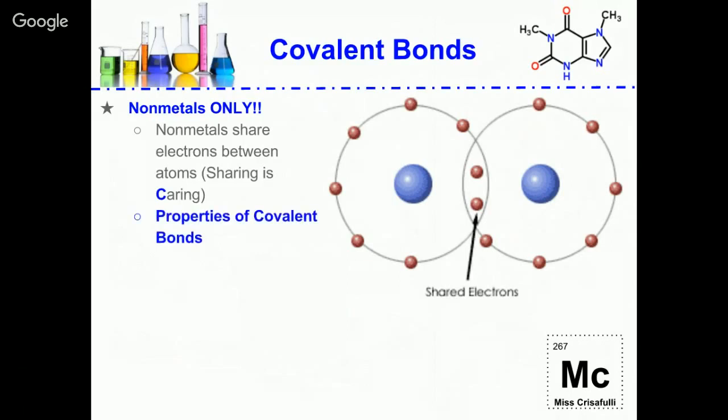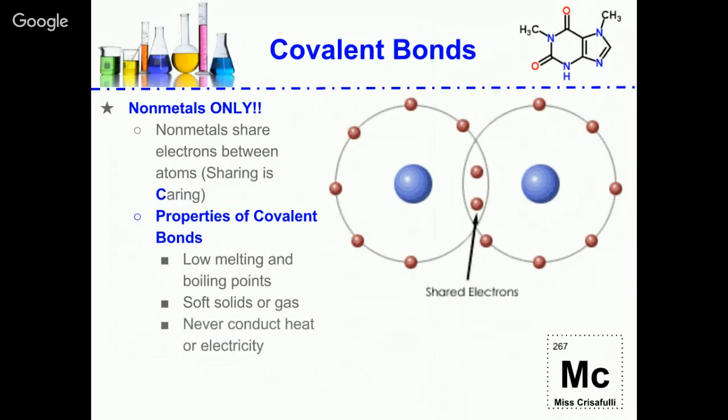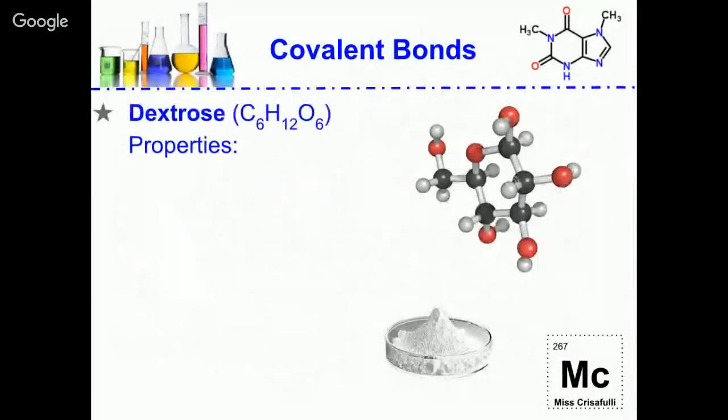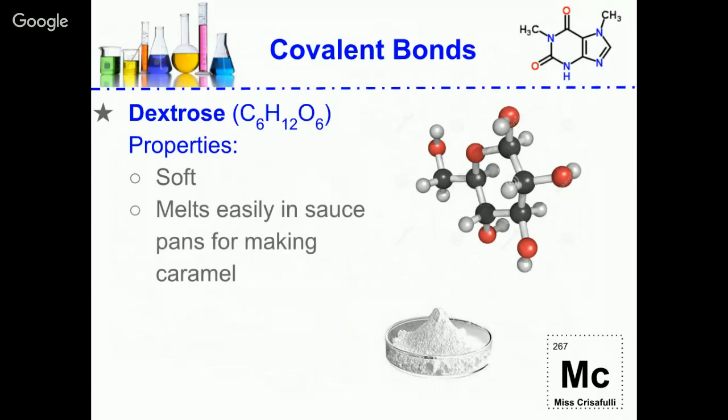And these properties are going to be different than metallic and ionic. They have low melting and boiling points. They're soft solids or gases. They never conduct heat or electricity. And an example of this would be dextrose, C6H12O6, which is also known as sugar. It's soft, it melts easily in saucepans for making caramel, and it does not conduct electricity.